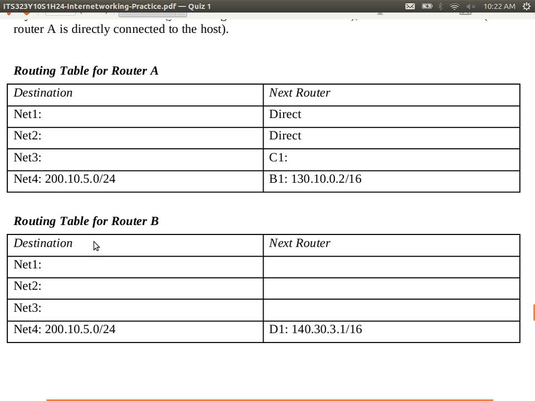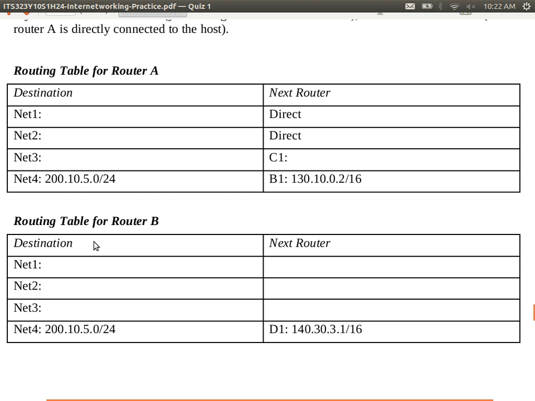Any other questions on constructing the routing tables? Again, this is best learnt by practicing, completing these, not by copying down the answers, but by trying them. If you get it wrong, then you'll go back and fix it or check. Yep. How do you know which one is net 1, net 2, 3 and 4?